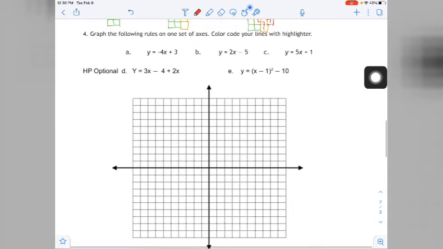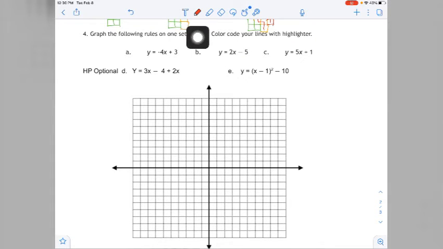So if I was to do A, one thing it says is graph the following rules on one set of axes and color code your lines with a highlighter. So I guess if you didn't use a highlighter, use something else, that's fine, but it's important that we color code our lines. So if I code this red, I need to have a red line here. And if I color coded a line here, it needs to match the code of whatever we did here. So if I made a red line down here, I would have to highlight this red too.